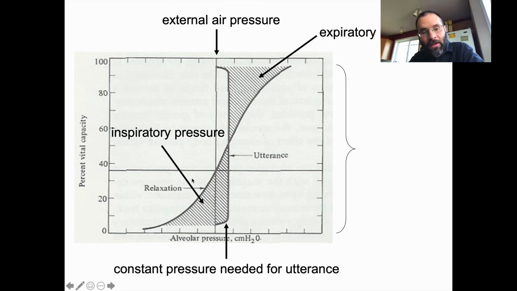Okay, so what happens is that the other curve plotted on this graph is this one here through the middle, which is relaxation pressure.